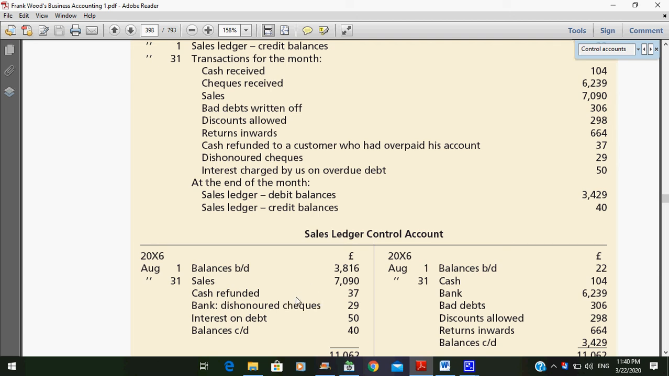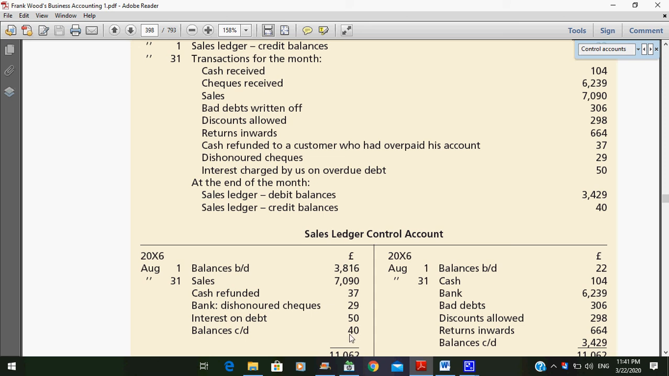Then you have what you call now dishonored checks. You'll go under the debit side of the sales ledger control account. Interest charged by us on overdue debt. You'll go on the debit side of the sales ledger control account. Then you enter the credit balance, which is $40, under the debit side of the sales ledger control account.